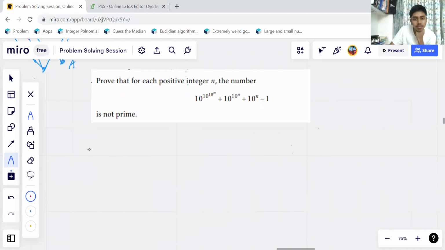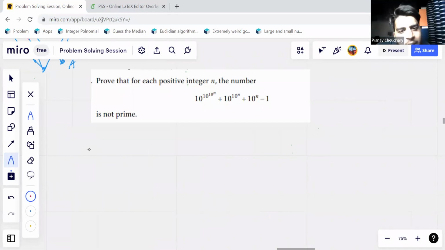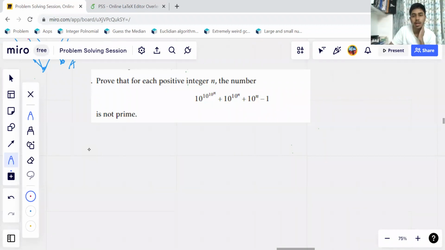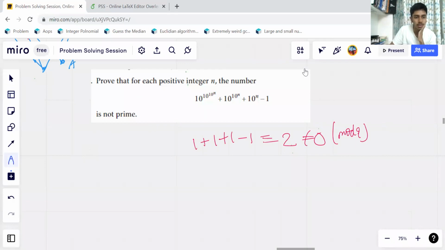Mod 11 makes sense, because first mod 9 fails, since this would be congruent to 2, which is not 0 mod 9. So mod 9 will fail. Mod 11 makes sense. Let's try that.